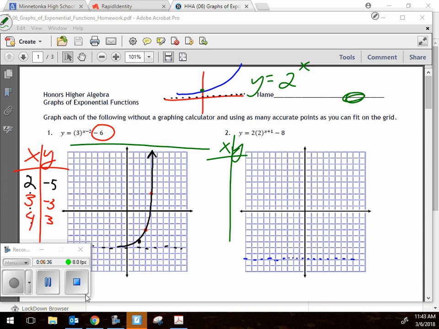I bet somebody's probably already done with this thing. What did you stick in as a good point? X is what? -1, I like it, because that makes the power 0. Once the power is 0, be careful, not all of this becomes 1, just that becomes 1. And then 2 times 1 is 2 minus 8. 2 minus 8, -6. So -1 comma -6.